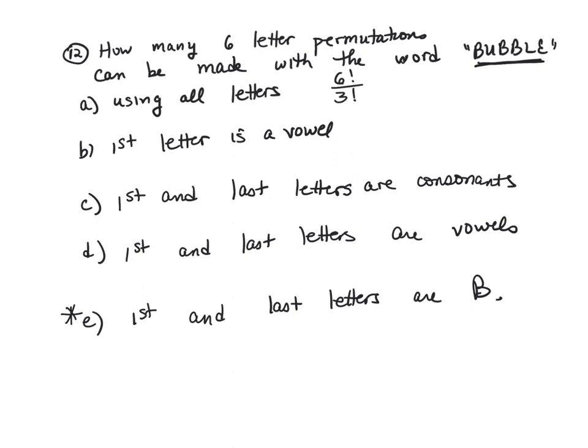If the first letter has to be a vowel, then the first spot, we've got 2 choices, either the U or the E. Once that's chosen, we have 5 letters remaining. So to permute those 5 letters would be 5 factorial, and we still have to take into consideration the number of ways we could permute the 3 B's if they were distinct.